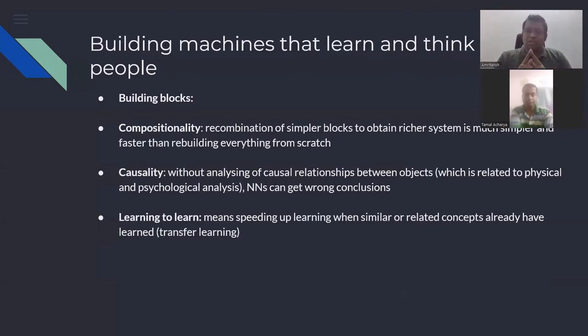Causality, a very important discussion to be had. Without analyzing the causal relationship between objects, which is related to physical and psychological analysis, neural networks can get wrong conclusions. And again, it goes in both ways, actually. Okay, if the causal understanding is missing, if we are just working on pattern recognition or pure correlation, we can get really wrong outcomes. Okay.